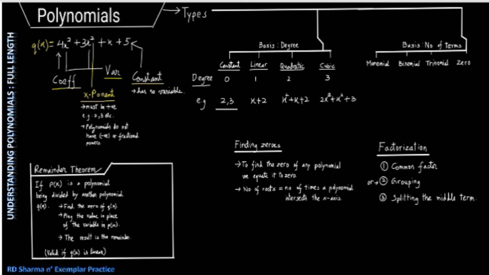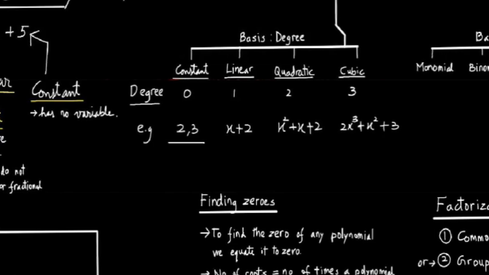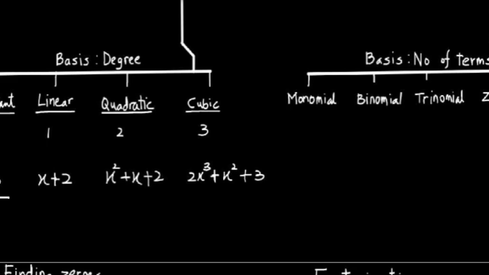Now, one thing is to be kept in mind, that the exponential powers can be positive in case of polynomials, but they cannot be negative, they cannot be fractional. So polynomials can be categorized on the basis of degree and also on the basis of number of terms. On the basis of degree, they can be classified as constant polynomials, linear polynomials, quadratic polynomials, and cubic polynomials.